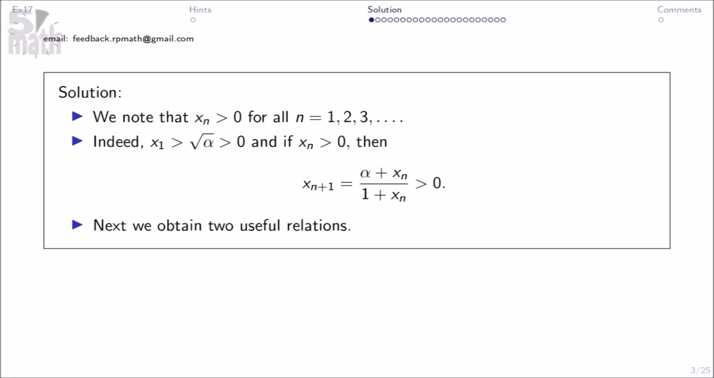Solution. We note that xn greater than 0 for all n equals 1, 2, 3, and so on. Indeed, x1 greater than square root alpha greater than 0, and if xn greater than 0, then the following. Next, we obtain two useful relations.